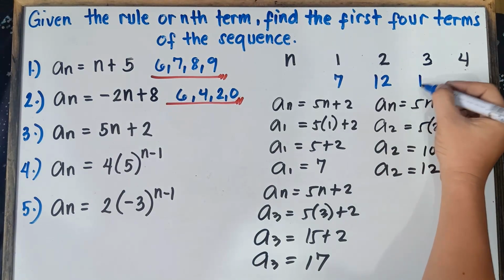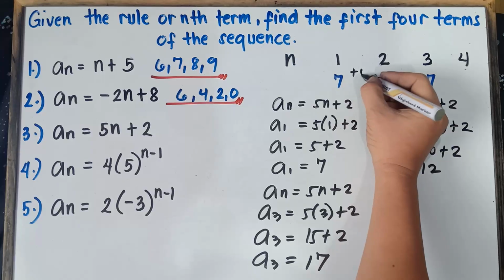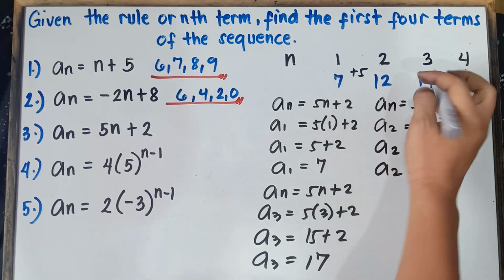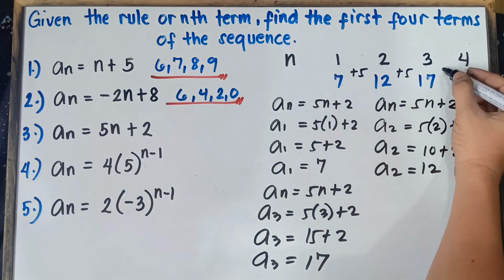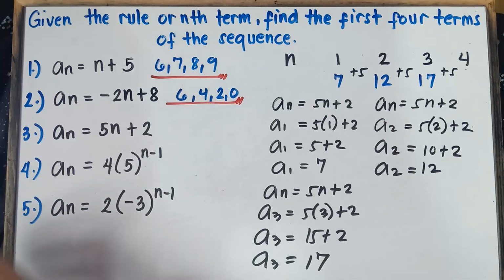So as you can see, class, we are adding 5, right? 7 plus 5, the common difference is 5. 7 plus 5 is 12. 12 plus 5 is 17. Therefore, the next number should be 22, right? 17 plus 5, that would be 22.